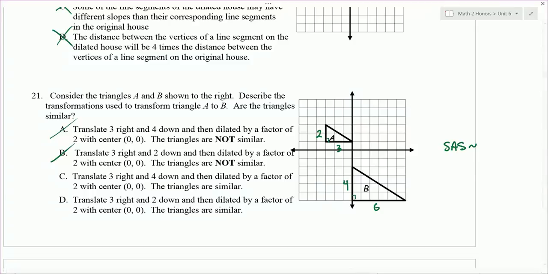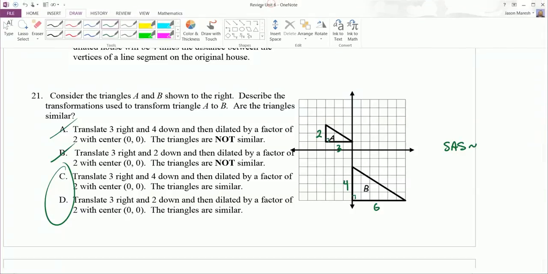And then if you look at C and D, what's the difference here? They both have translating 3 to the right and 4 down. And what's the difference here? Translate 3 right and down 4, and then dilate it by a factor of 2 with center 0, 0. I think they say the same exact thing, so we'll take them both, C and D. Oh, no, they don't say. One says right 3 down 4. The other one says right 3 down 2. Okay.